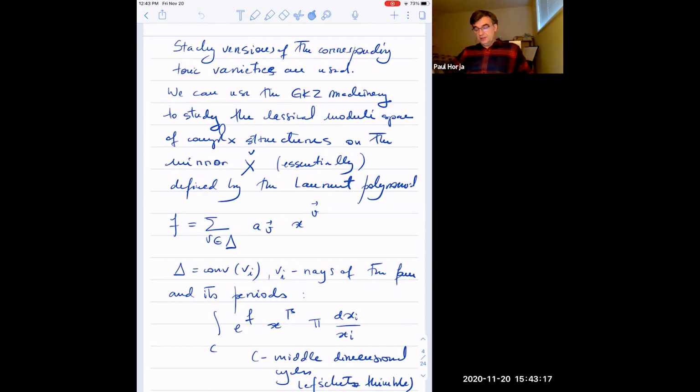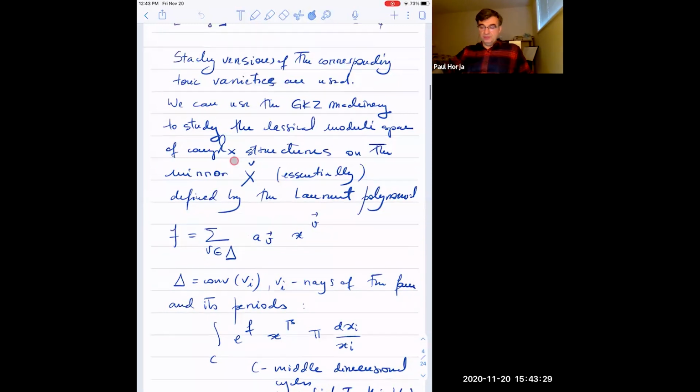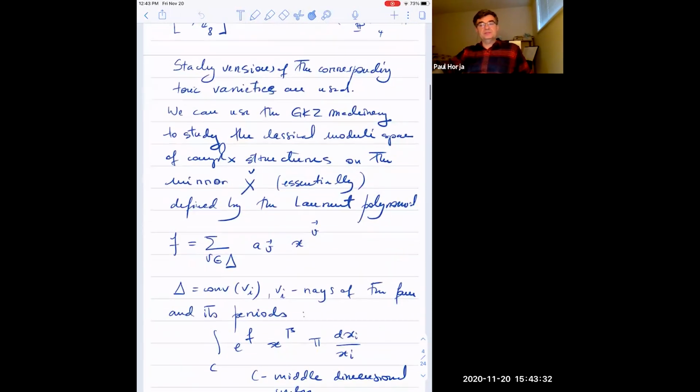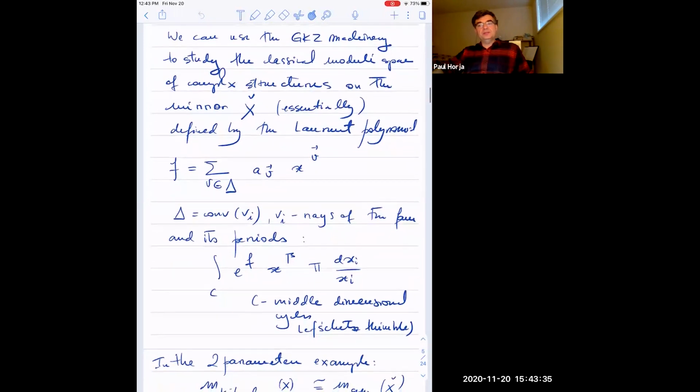Namely, what you do is take a Laurent polynomial whose Newton polytope is given by the convex hull of the vectors v_i, which I haven't written for this case, but that's a very general story. And the periods that you write down, at least formally, are always these oscillating integrals: e to the f, x to the beta, where there is a parameter beta, and the integrating measure is the usual measure that you have to take when you do log integration.